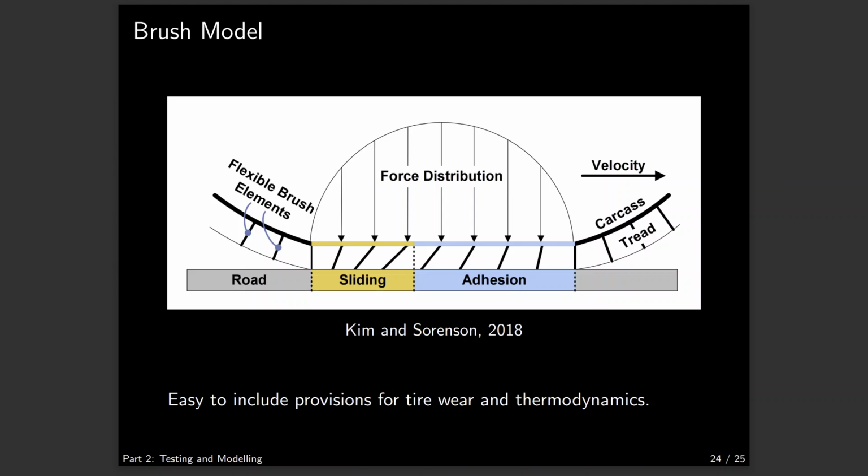A big advantage of this model is the separation of the contact patch into a sliding region and an adhesion region. This makes it easy to include provisions for tire wear and thermodynamics by saying wear and heat are generated in the sliding region. Based on the size of the sliding region, we can calculate how much the tire is degrading and how much heat is being generated at an instant in time.